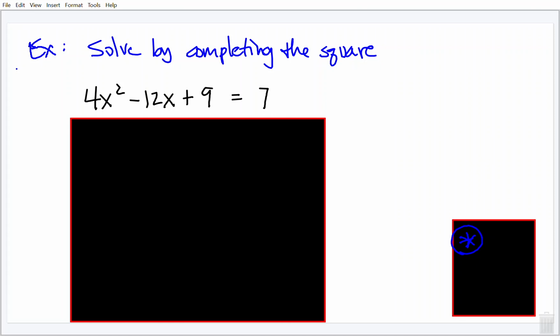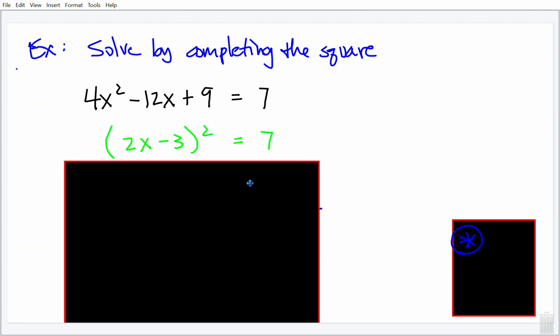In this example, we'll be solving the equation by completing the square. So here's our quadratic equation, 4x squared minus 12x plus 9 equals 7. This quadratic expression on the left should look familiar from the previous example. We've already completed the square with the plus 9, so we're going to replace 4x squared minus 12x plus 9 with the binomial square that we found on the previous page.